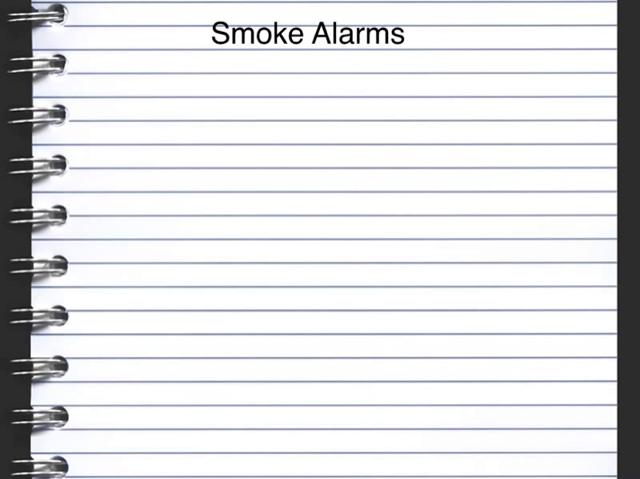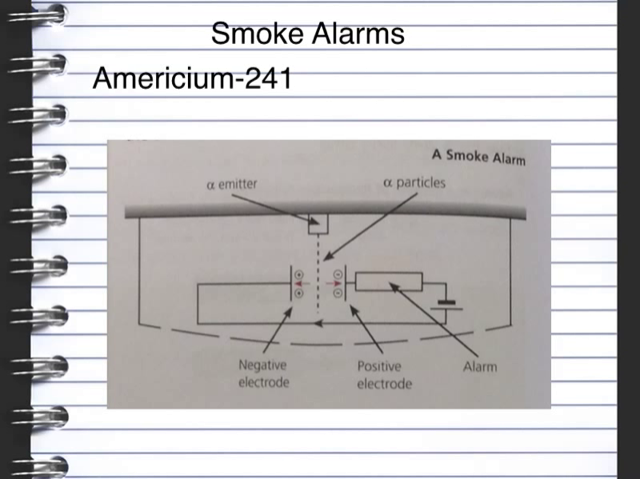Now smoke alarms use radioactive material, and they use americium-241, which is a radioactive isotope that emits alpha particles. Now alpha particles ionize things very easily, which means they lose that positive charge that they have. Now if we look at this diagram, we can see here that we've got the americium-241 here, and that emits alpha particles down here. Now here you have a potential difference going around here. So here's your battery and here's your alarm that will make a noise.